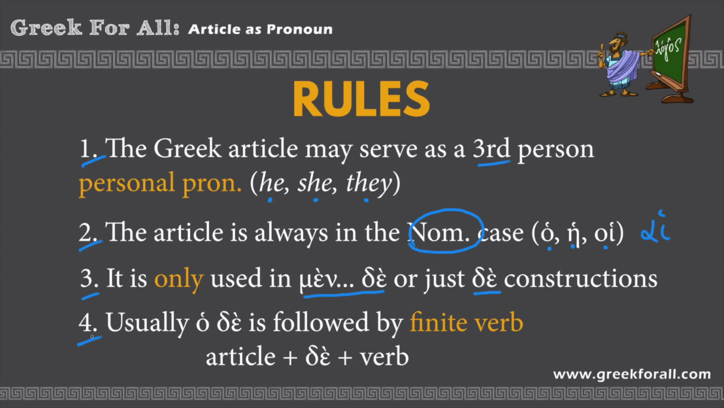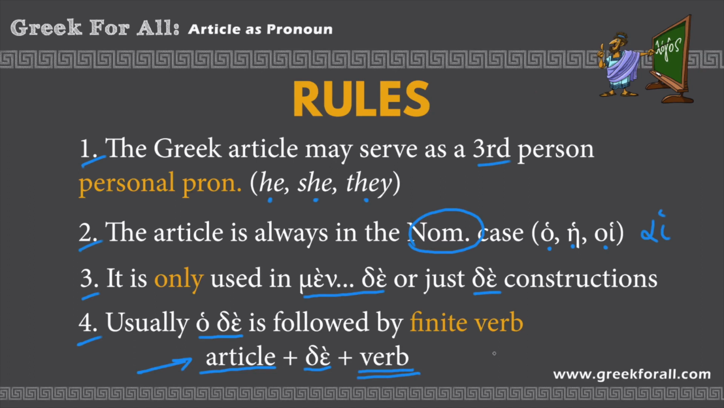So the most important rule number 4, usually ho de, like this is the article, this is the de, is followed by the finite verb. So this is what we need to focus on. This construction, article, like one of these articles, then we have the de written, and then it's followed by the verb. And this is very important.